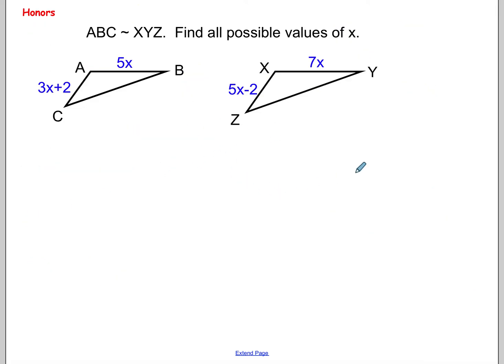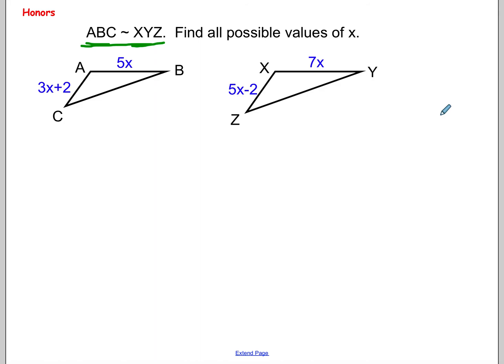So what I have for you last is a little honors problem, but I would actually like everybody to try this. These are two triangles that are similar right here. It says they're similar, and what it wants you to do is to find all the possible values of x. This is a tough problem, and you don't have to do this, but I would like you to try it. And I'm going to check to see that you tried it and you did some of the work. So please try this problem.